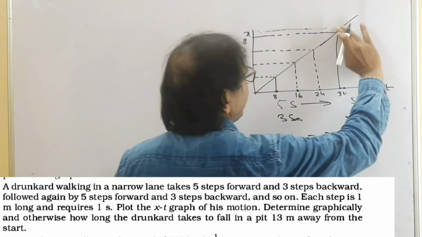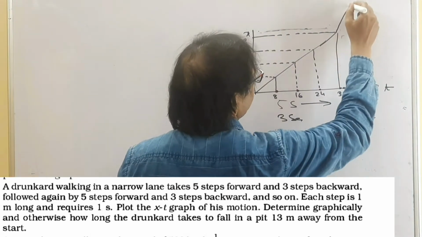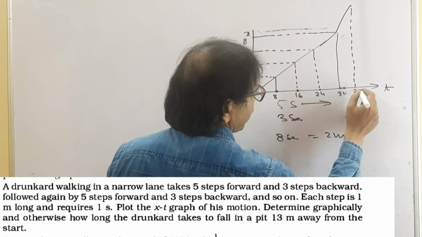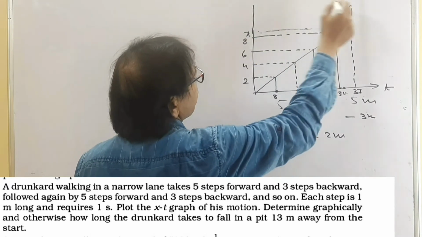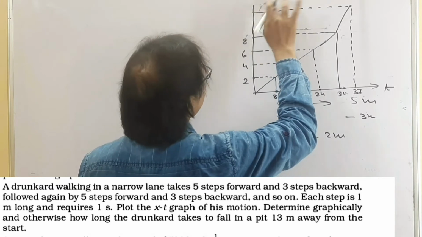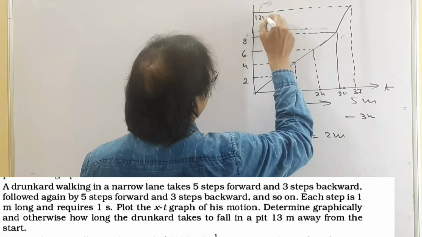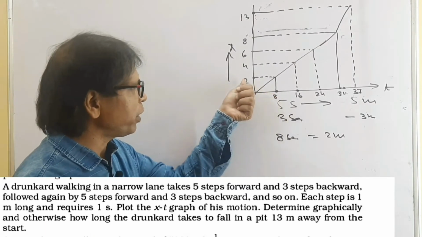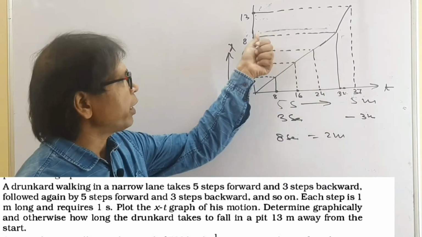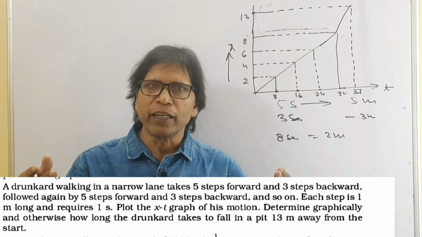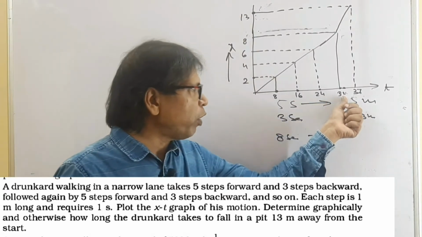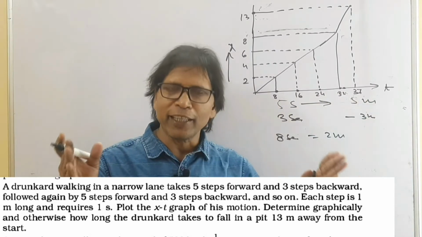So in the next 5 seconds, the person falls into the pit. Look at this, this is 32 plus 5, so this is 37, and this is the position of the pit at a distance of 13 meters. Okay, 8 seconds 2 meters, 16 seconds 4 meters, 24 seconds 6 meters, 32 seconds 8 meters. Now 8 meters plus 5 meters, the person moves 13 meters. So time required is 32 plus 5, that is 37 seconds.